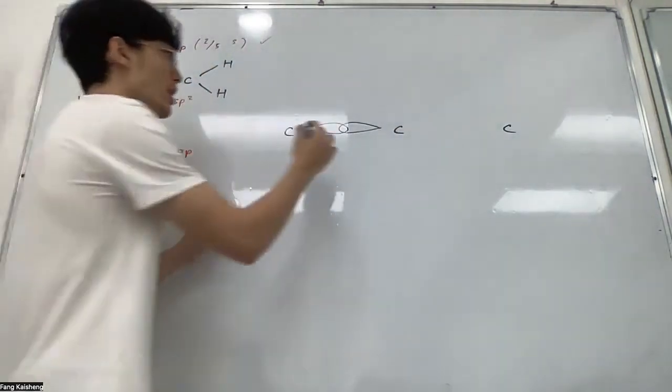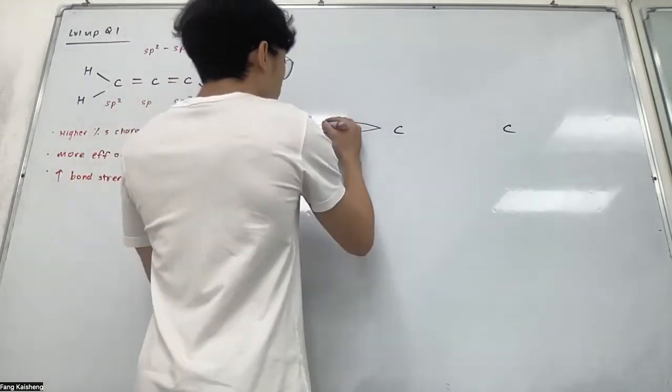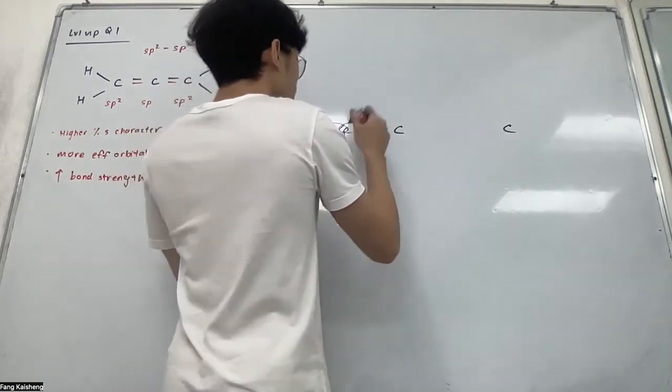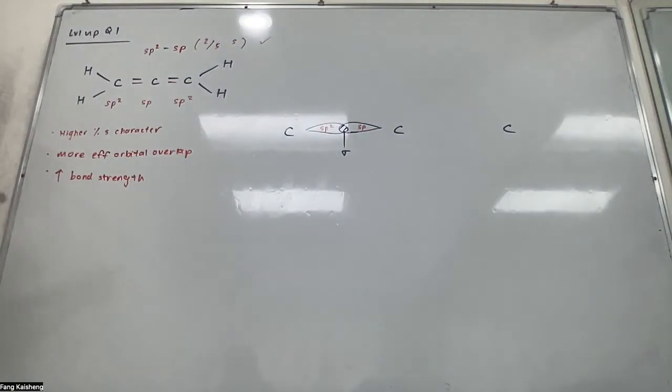Okay, so yes, we have a sigma bond. It's formed via sp2 and sp overlap. Again, let's settle the other orbitals of this carbon. Let me just draw a little bit more after. You all take a look first.